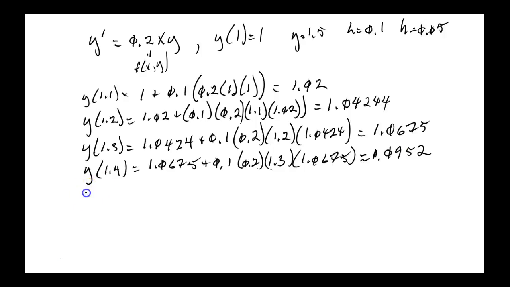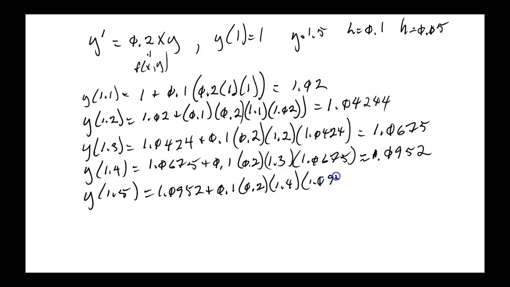Okay, and then finally y of 1.5 would be 1.0952 plus 0.1 times 0.2 times 1.4 times 1.0952. That is 1.1259. All right, that's what they got.